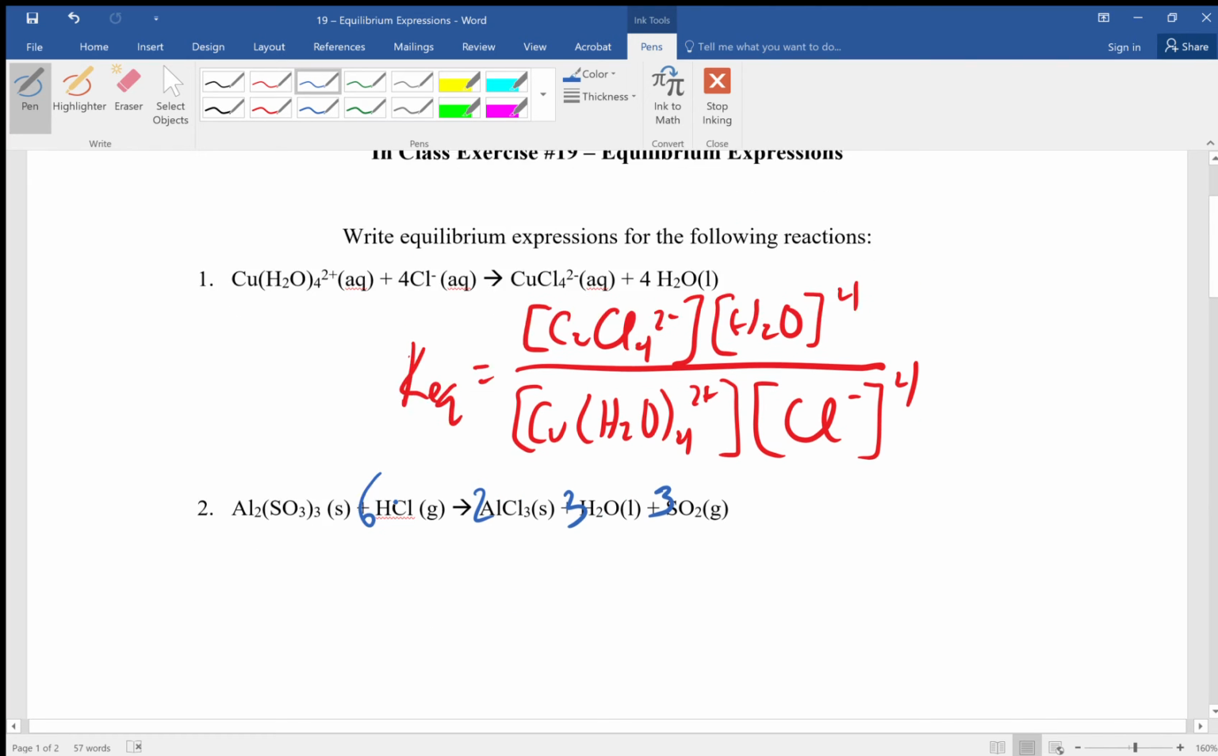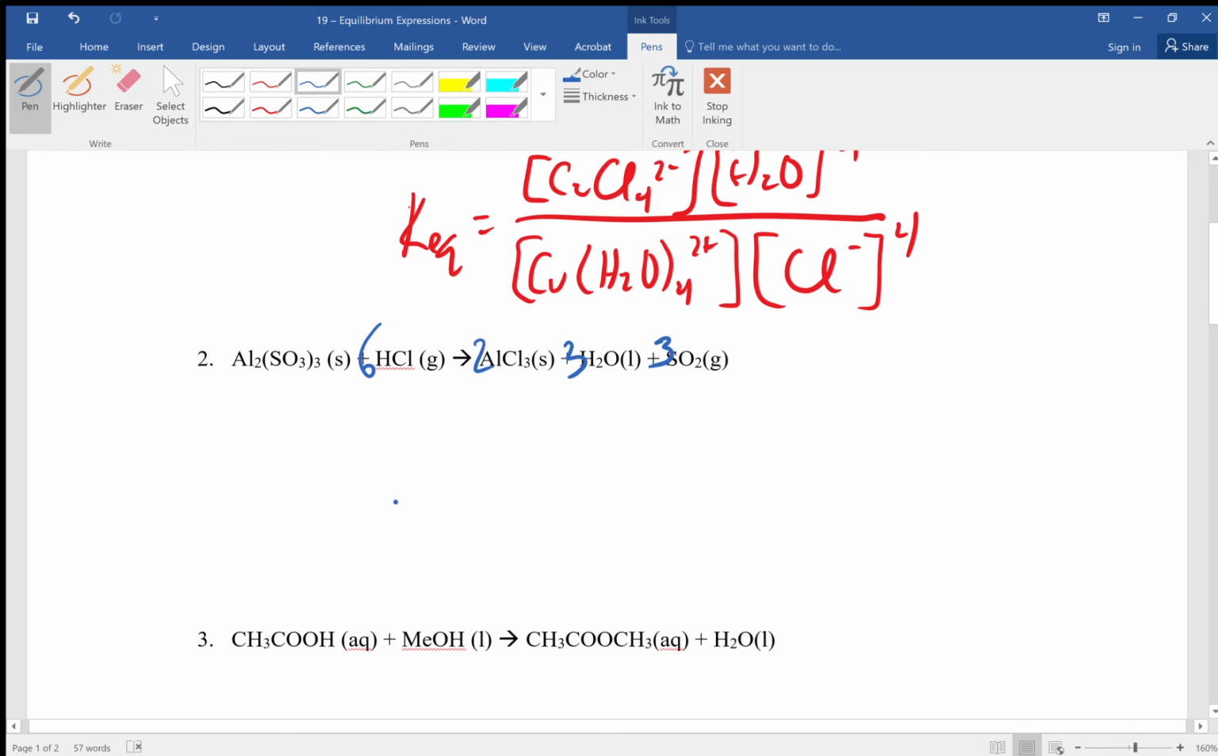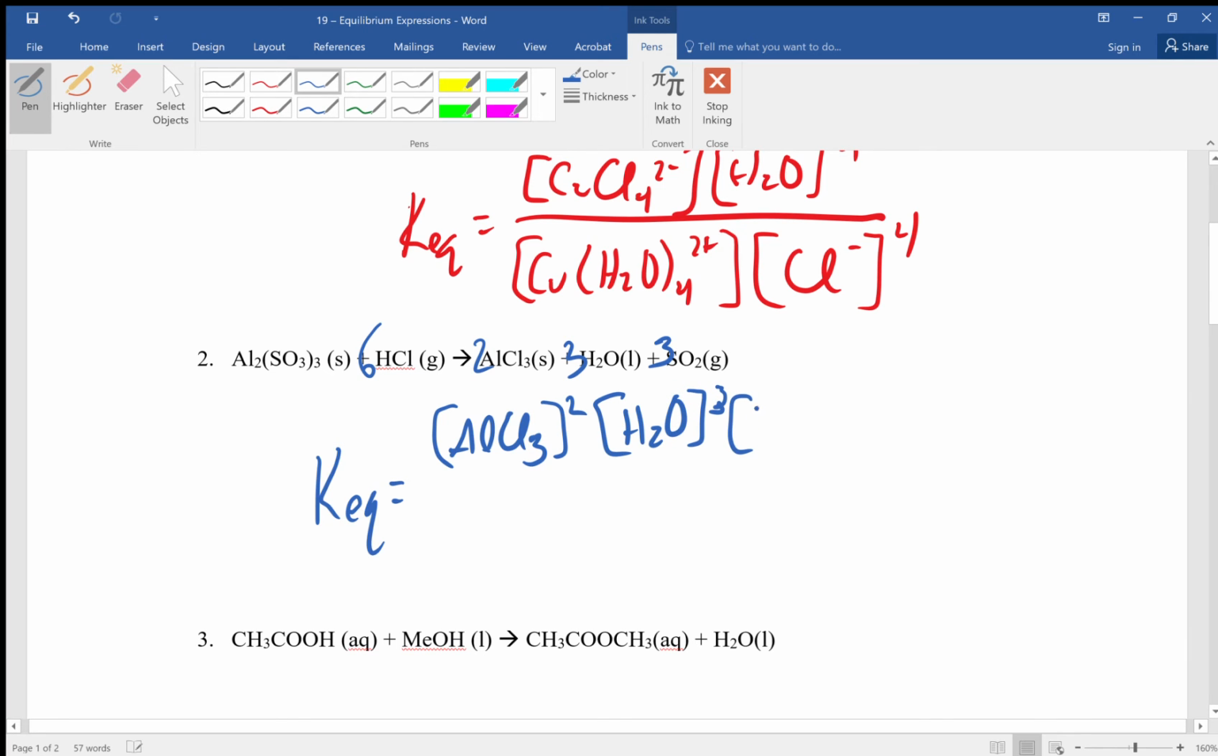And then it's just doing the same thing we did in the previous question. Products on top, and starting materials on the bottom.